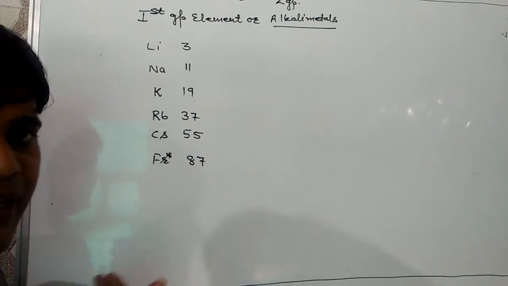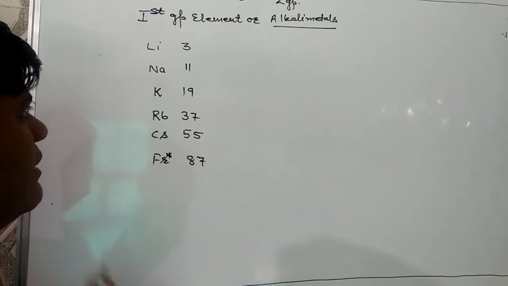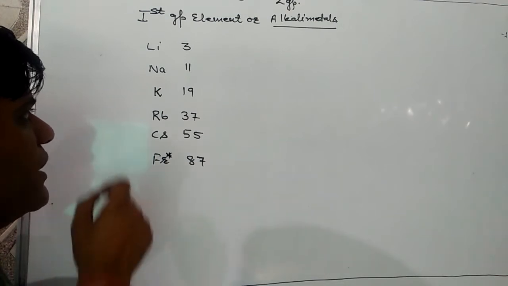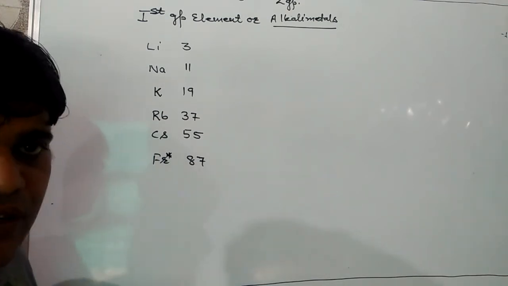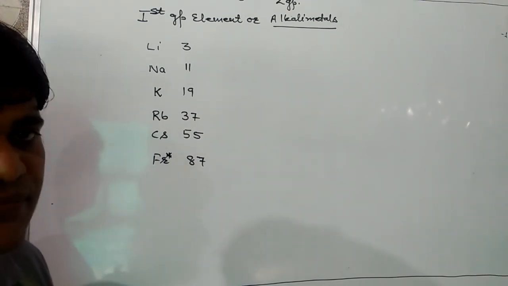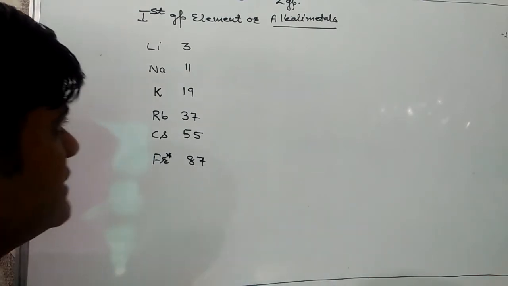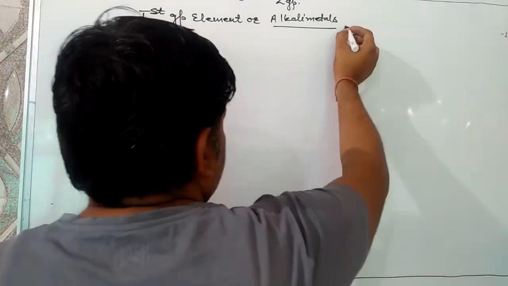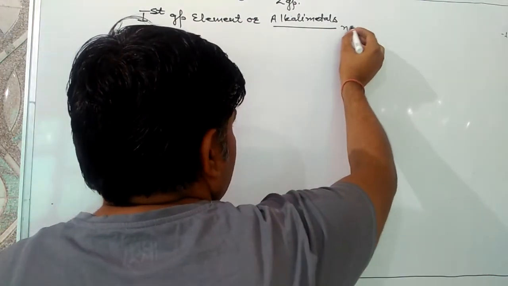And we can remember it by a simple clue: लिए ना कान रबड़ के शीश पर और लीना की रब से फ्रेंडशिप. Their general outer shell configuration is ns1.